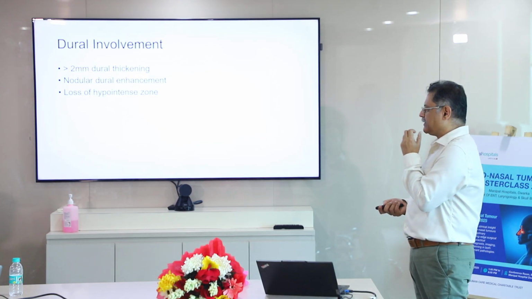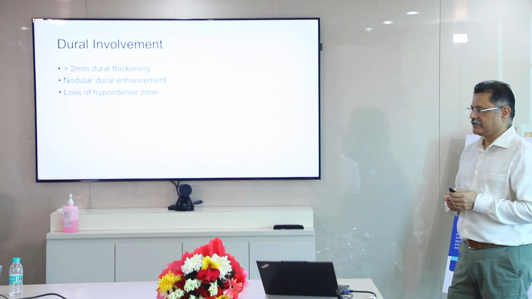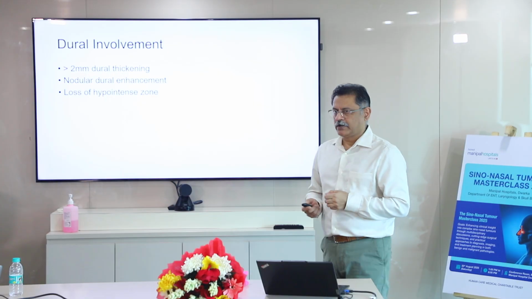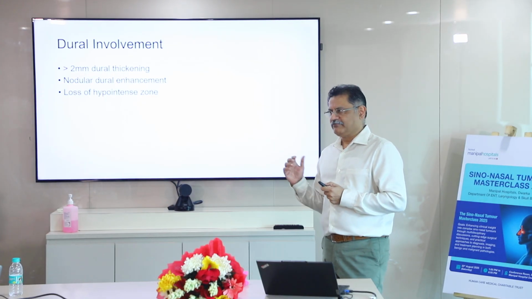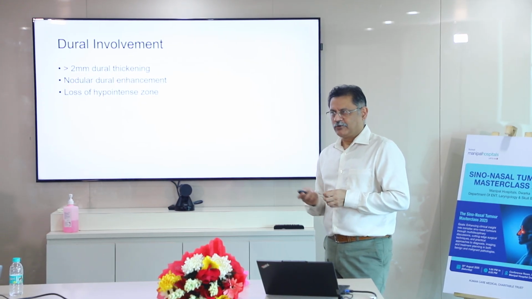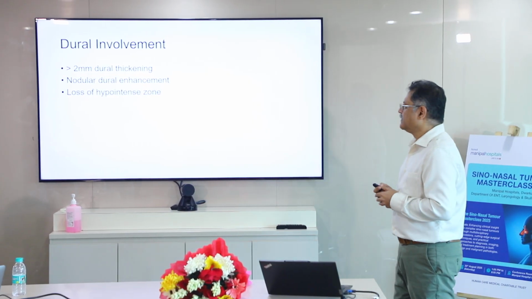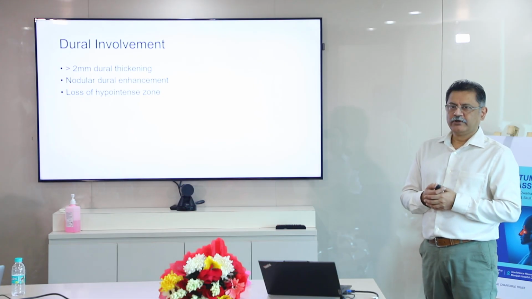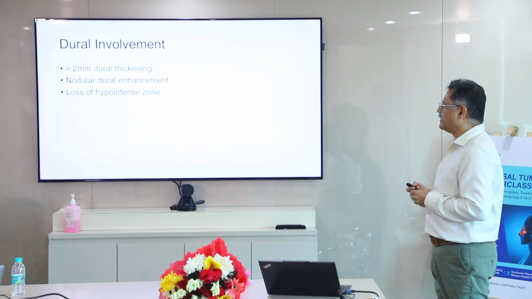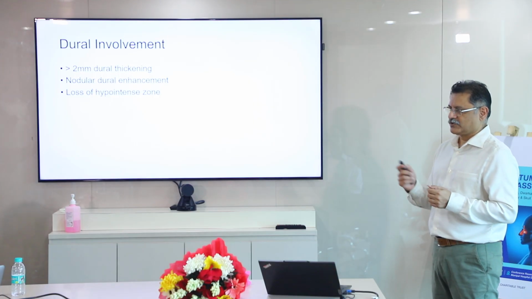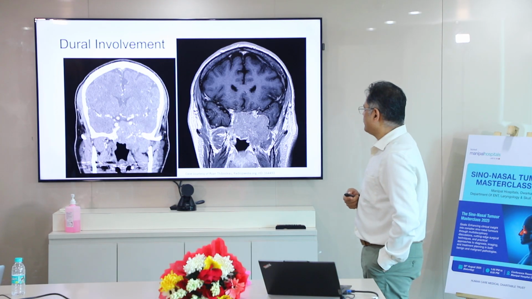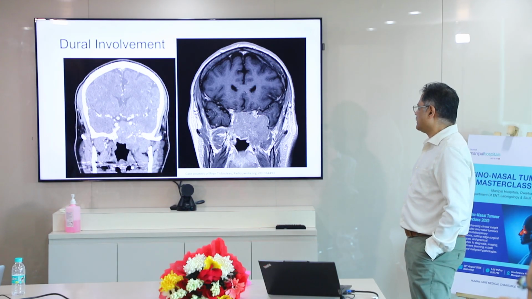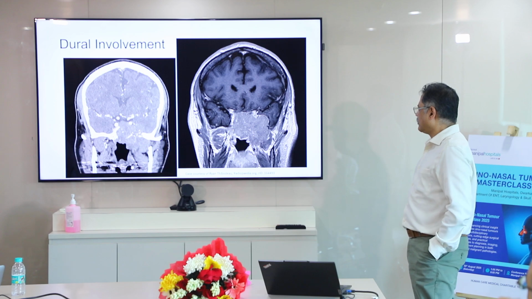Dural involvement: there is extensive data now. Previously, it was considered greater than 5 millimeters. Now they say that 2 millimeter thickness of dural thickening that you see, especially if you've got nodular dural enhancement, and there is a loss of the hypointense zone, that would suggest dural involvement.